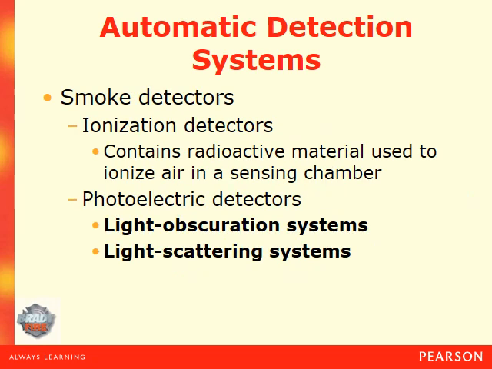Smoke detectors. You have several different types. First being an ionization detector, and this contains a small bit of radioactive material that is used to ionize the air in the sensing chamber. Another type is photoelectric detectors, and that basically uses light obscuration systems or light scattering systems. When the light is broken up or obscured by smoke particles, then the alarm will sound.